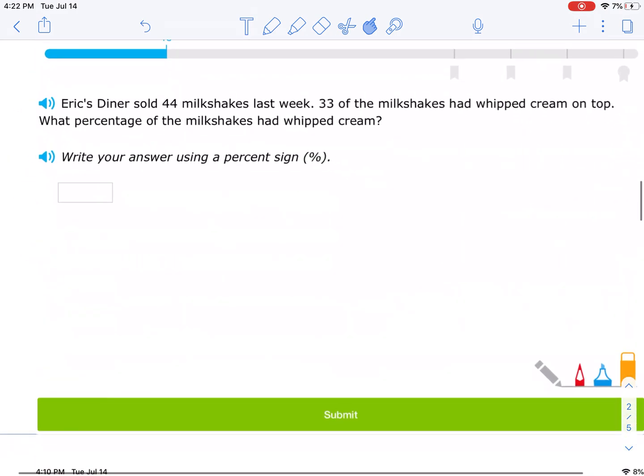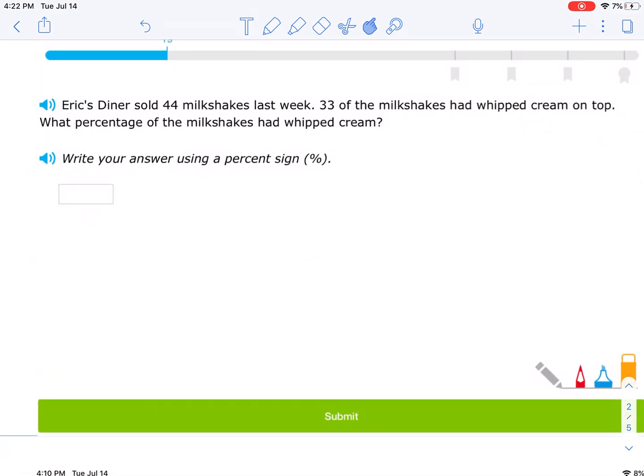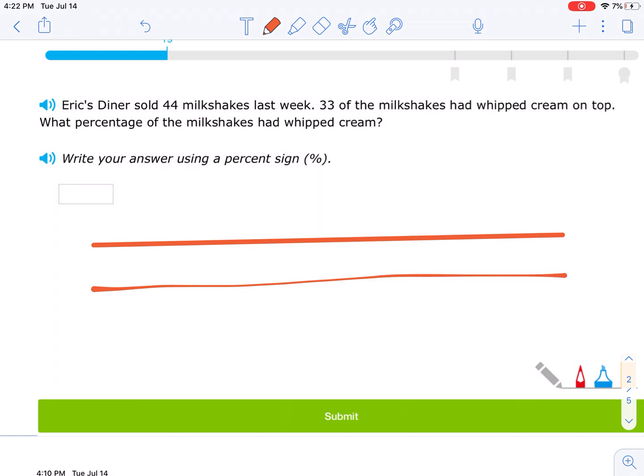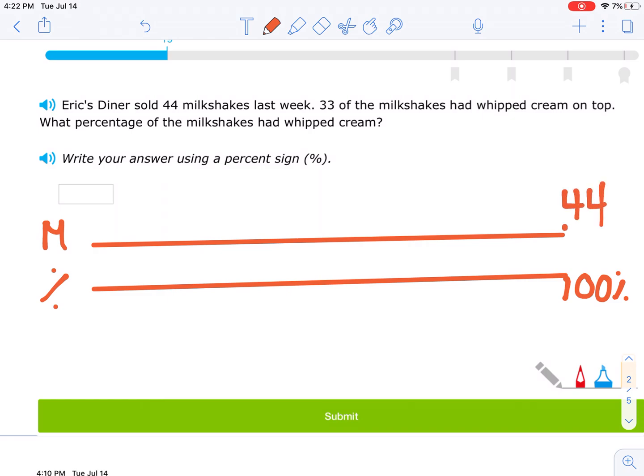Let's try another one. Eric Steiner sold 44 milkshakes last week. 33 of the milkshakes had whipped cream on top. What percent of the milkshakes had whipped cream? So what I'm going to do is make my double number line. I know that percents go on the bottom. I'm going to put an M for milkshakes on the top. If all the milkshakes had whipped cream, that would be 100%, which would be all 44 milkshakes. But all 44 don't have whipped cream. Only 33 do. So I need to figure out what percent 33 is out of 44.